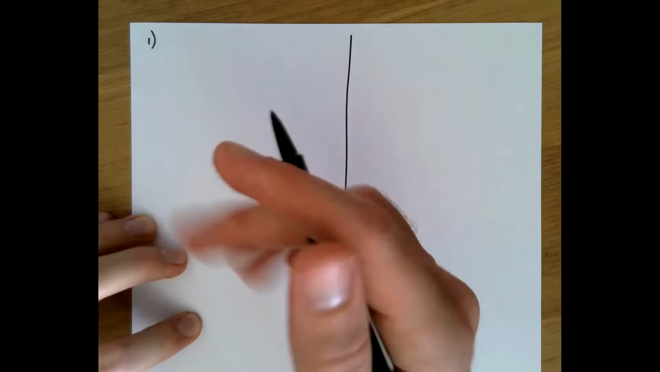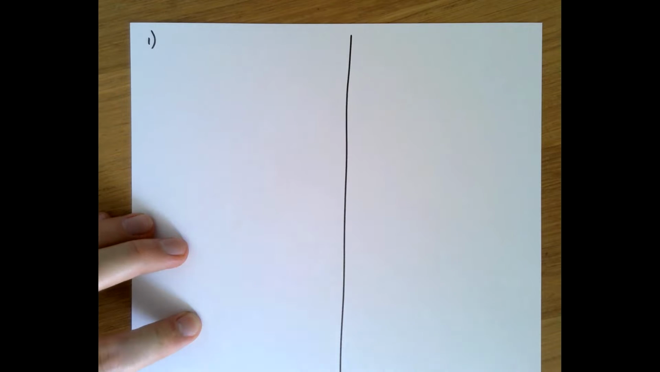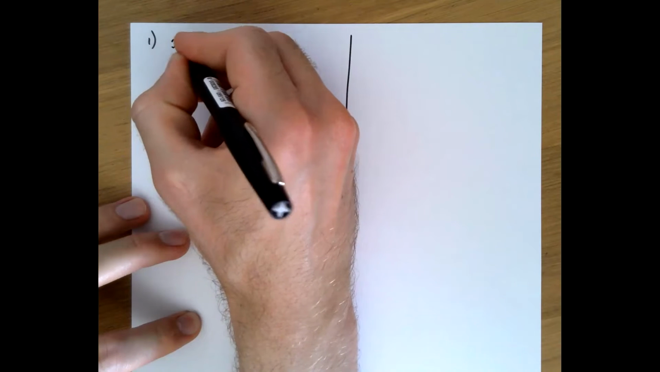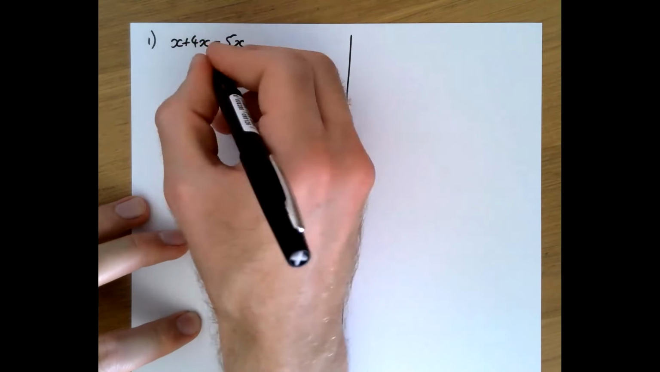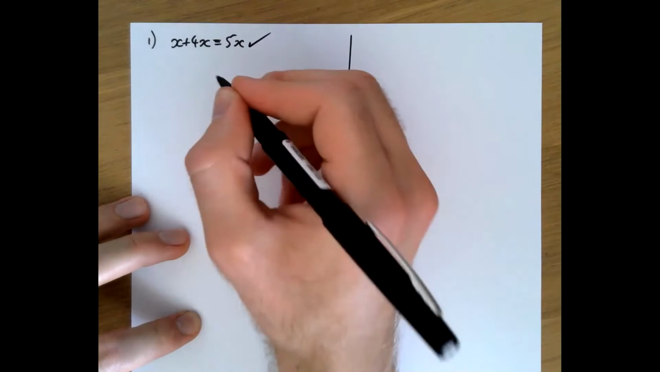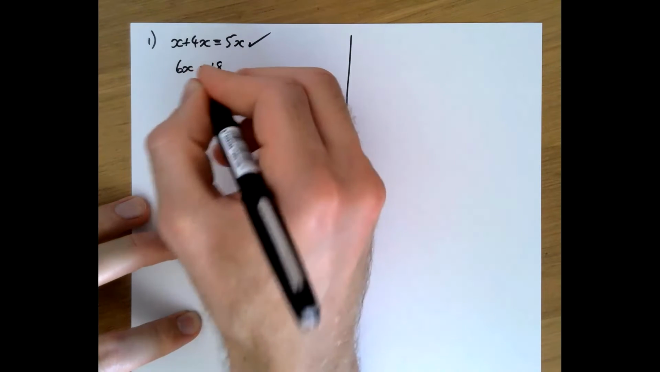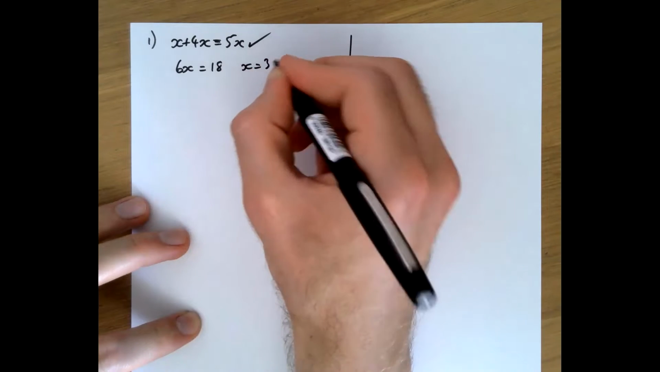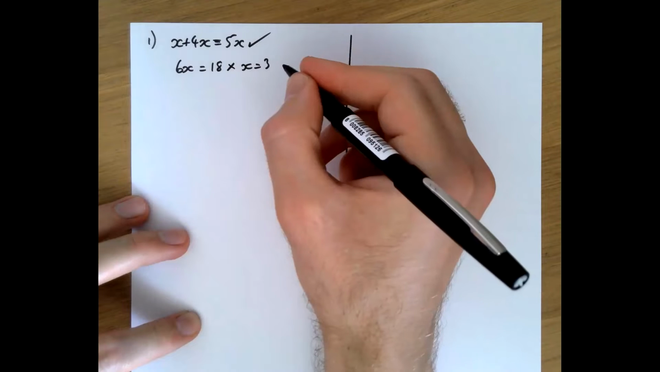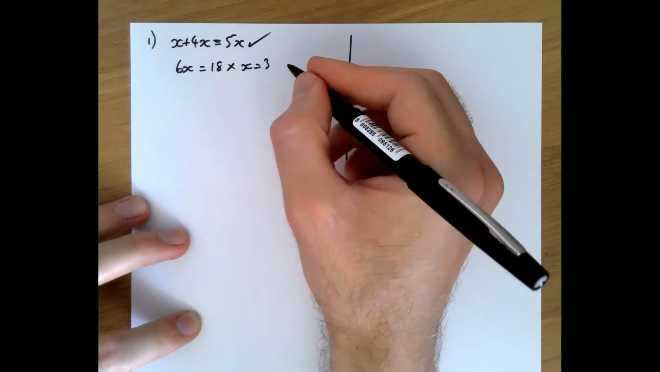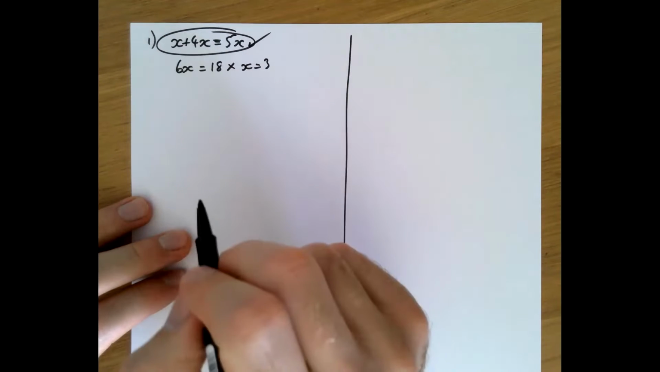So what actually is an identity? Well, it's something that's always true no matter what the value of x. So x add 4x equals 5x. That is always true, so that is an identity. Okay, so that's our answer. In this one, 6x equals 18. That is only true when x is 3. If x is 10, 6x is not 18. So that's an equation. And actually the other two are equations too. So an identity always works no matter what value of x you've got.